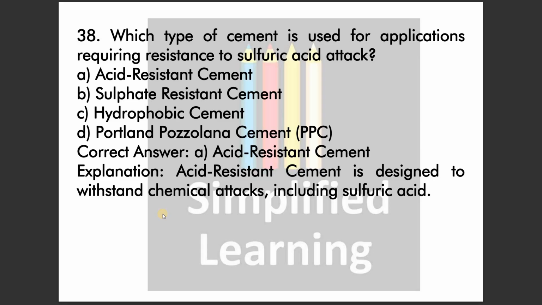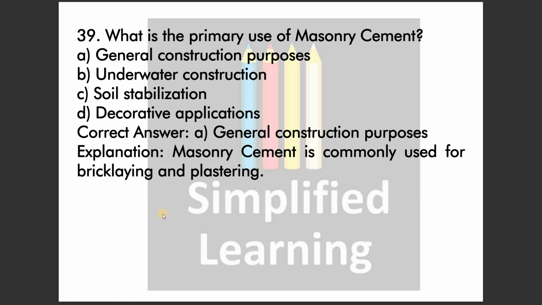Then which type of cement is used for applications requiring resistance to sulfuric acid attack? See, acid attack, chemical attack, attacks from salinity, attacks from any kind of chemical, we use acid resistant cement. Then what is the primary use of masonry cement? See, masonry cement is used for general construction purposes, that is bricklaying or plastering or construction where it is exposed to the atmosphere, it is used over there.